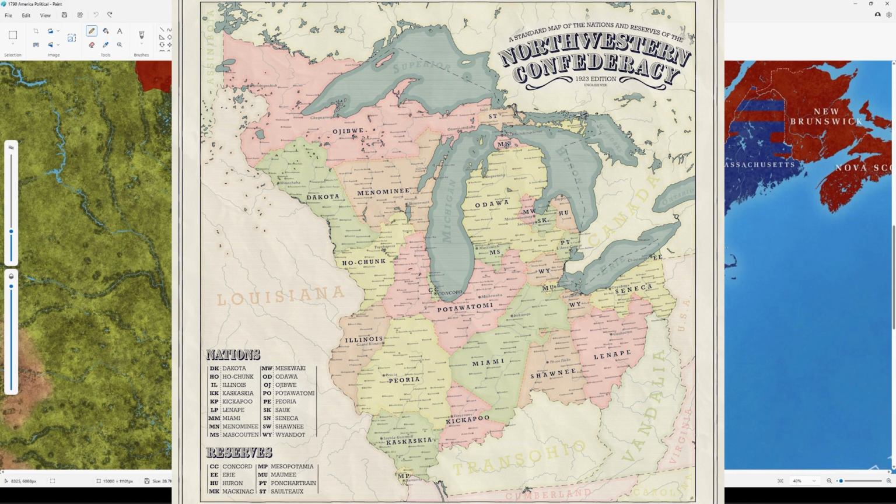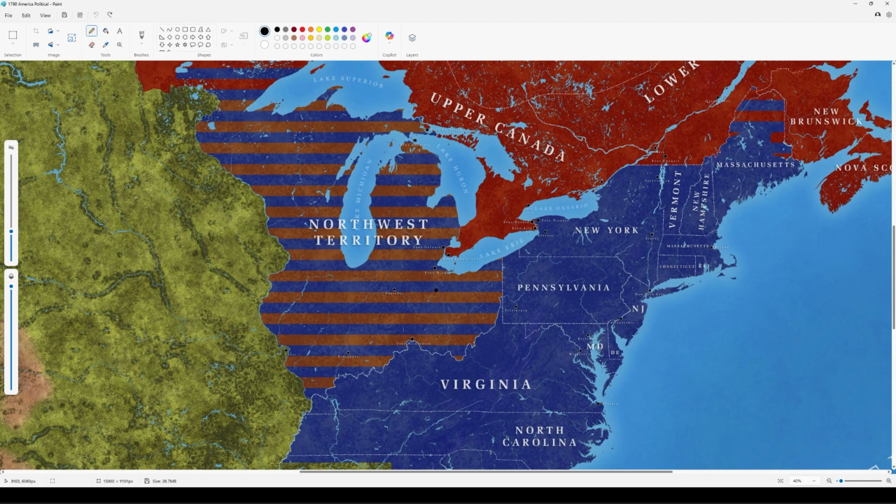The natives that are here will form what becomes known as the Northwestern Confederacy. It'll be made up by an alliance of tribes, mainly in Ohio, Indiana, and Illinois. That will include the Shawnee, Miami, Delaware, Wyandot, Ottawa, and several other smaller tribes. And their main goal is to resist American expansionism. They do not want the Americans pushing north of the Ohio River.